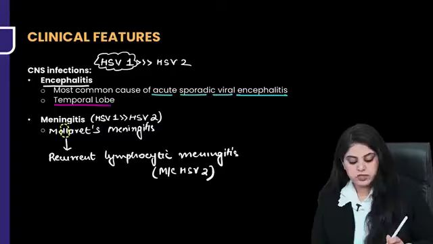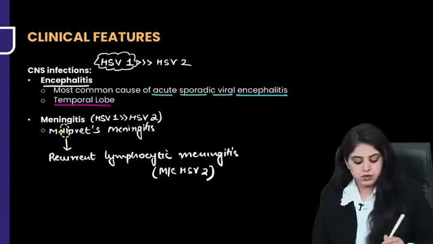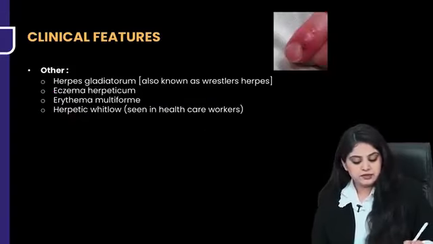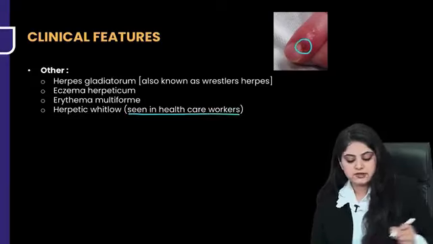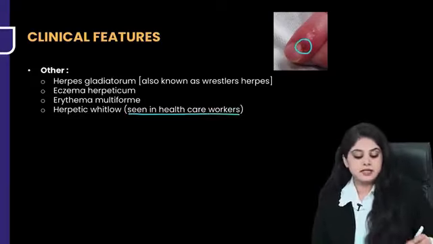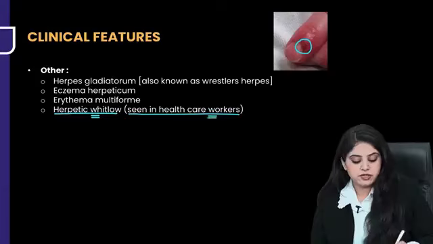Okay, let's move forward. Can this happen apart from these patients? Can it happen in healthcare workers? Of course. Please note that this is also seen in healthcare workers. Can you see there is a small lesion that has developed over here? This can occur in healthcare workers, and that is known as herpetic whitlow. So I have learned whitlow is going to occur in healthcare workers.